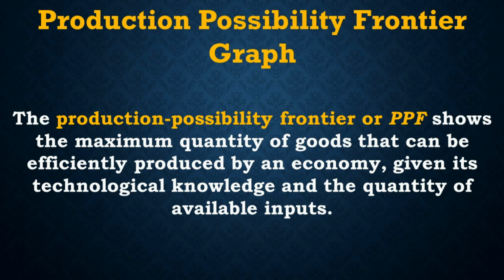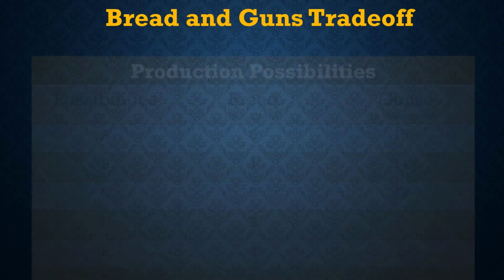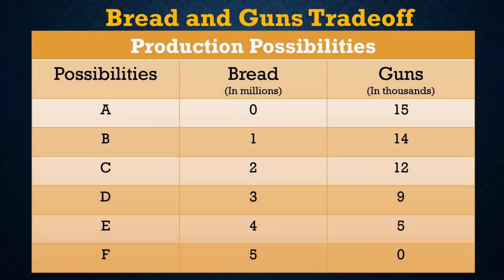So let's define the production possibility frontier graph. Production possibility frontier, or PPF, shows the maximum quantity of goods that can be efficiently produced by an economy, given its technological knowledge and the quantity of available inputs. For this, we assume that a country can produce only two goods, bread and guns. As you know, bread is a necessity and guns are defense goods.